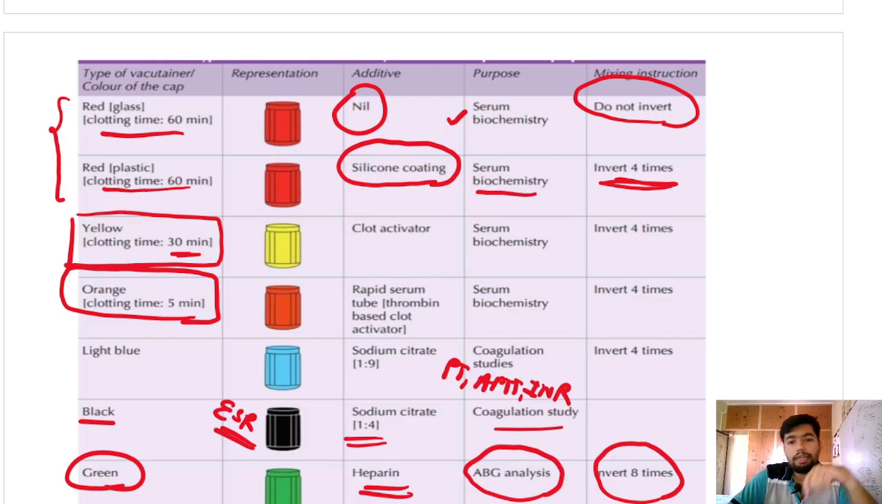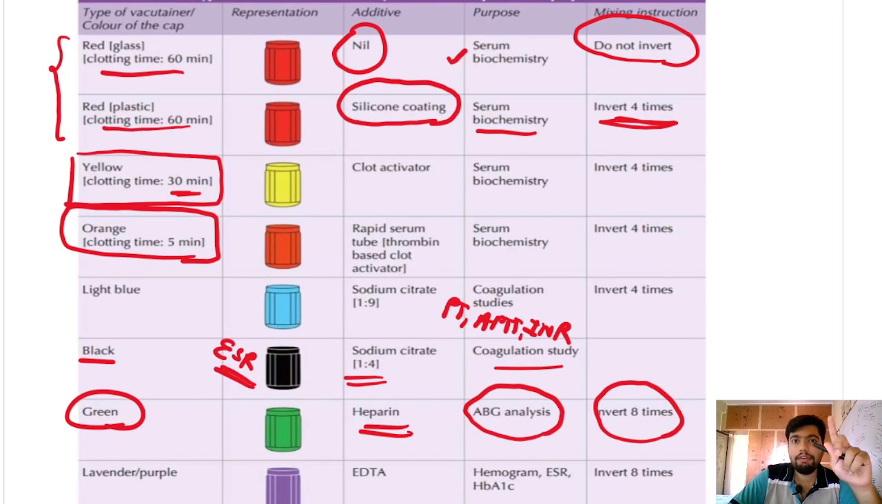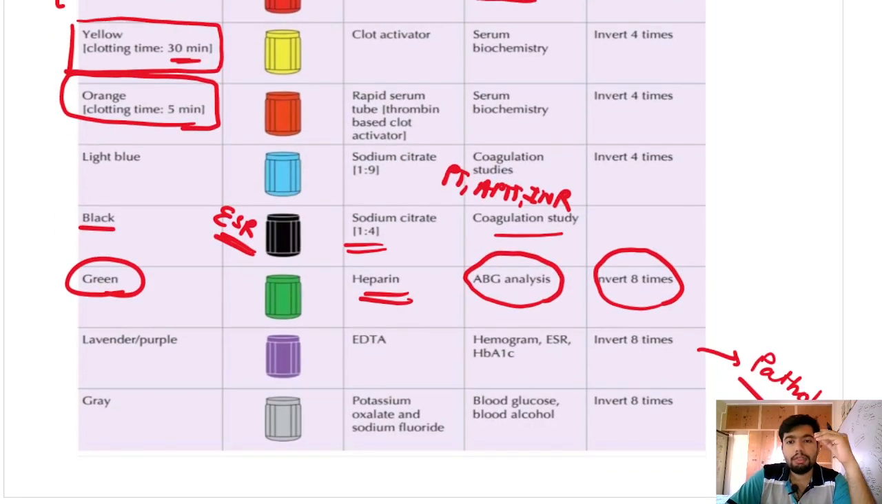Then you can see the lavender color vacuum, that is the EDTA vacuum, the most common vacuum used in a pathology lab. In a pathology lab, the EDTA vacuum is most commonly used. And in EDTA you can perform a CBC, hemogram, complete hemogram, ESR also, and HbA1c also.